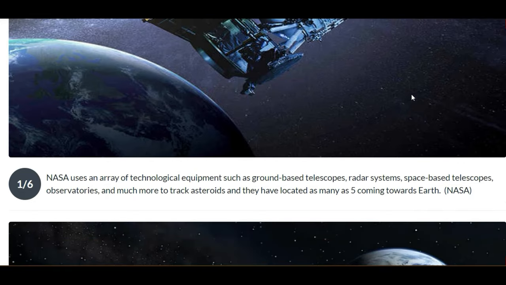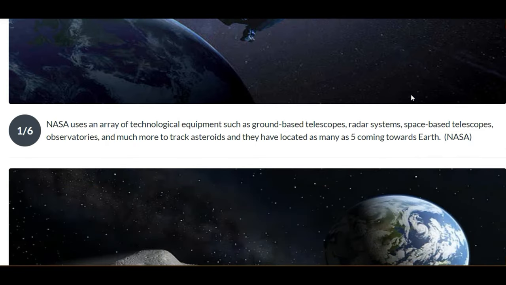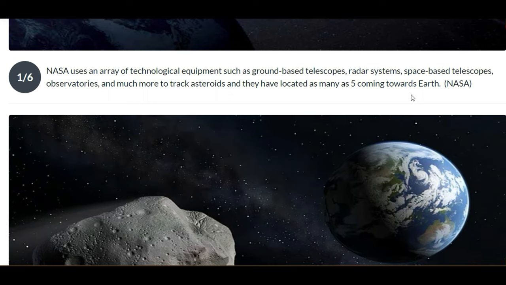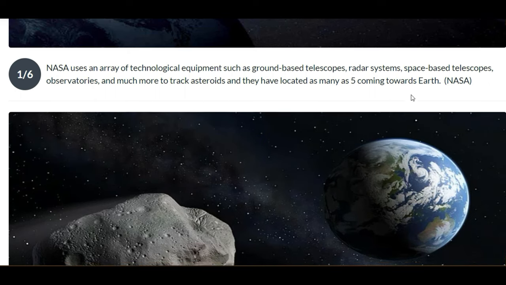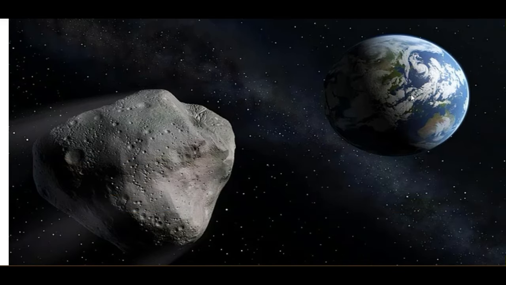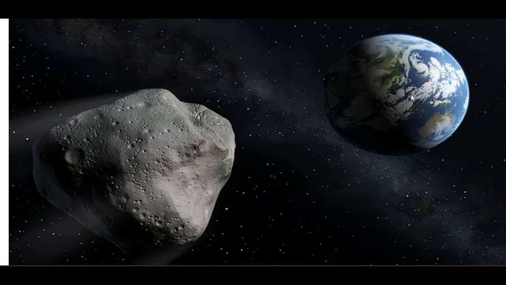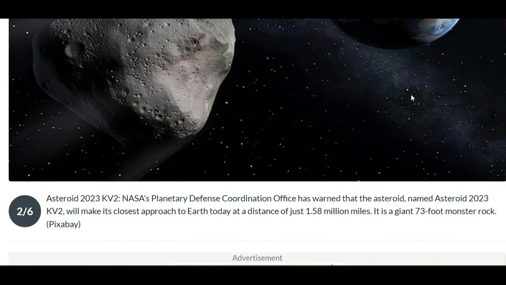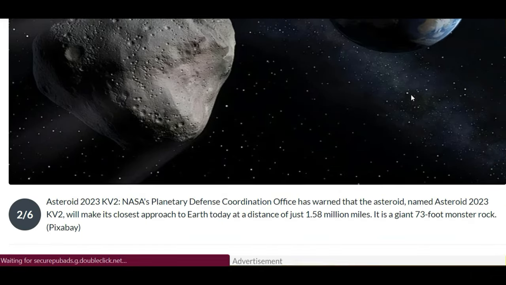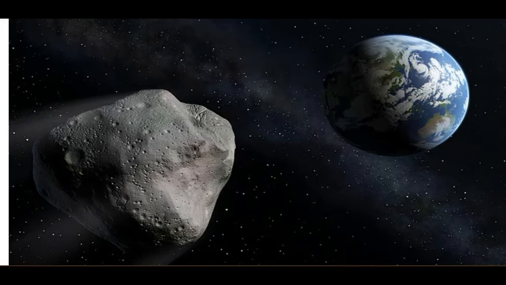NASA uses an array of technology equipment such as ground-based telescopes, radar systems, space-based telescopes, observations, and much more to track asteroids. They have located as many as five coming towards Earth. Here's what they're saying we got coming. Big old rocks. Big old rocks. Well, I got something else to show.